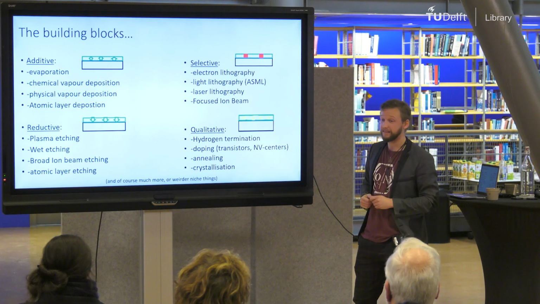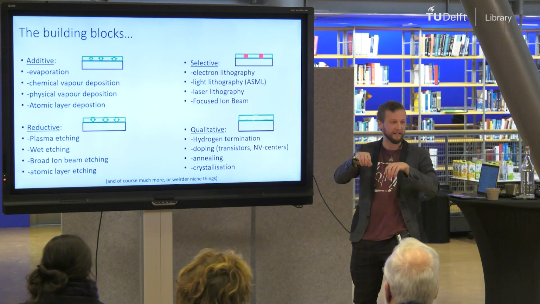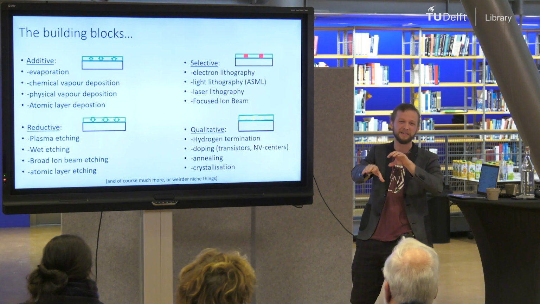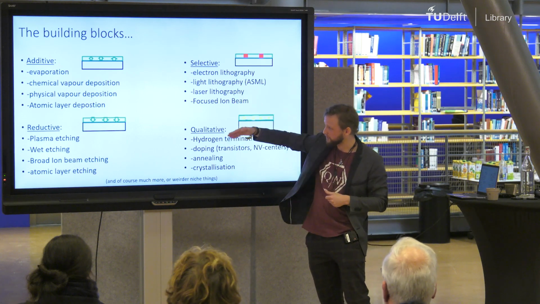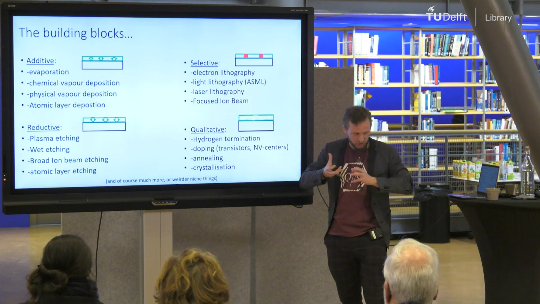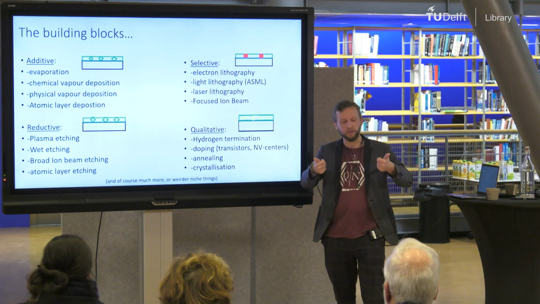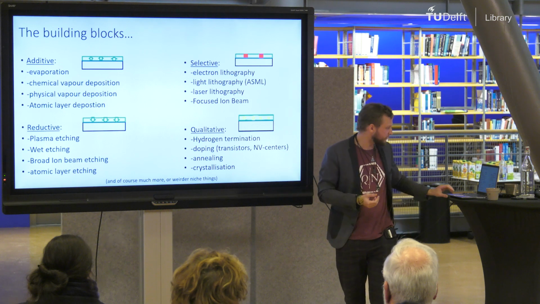Then you do it with light, and you selectively break some polymer bonds, and you throw some chemical at it, and somewhere the polymer stays, somewhere the polymer doesn't stay, you end up with a pattern. And then you can do some additive or reductive steps to create some structure. And there are some qualitative things. You can change the properties of it. You can create crystals, you can remove crystals, you can change doping or electrical behavior.